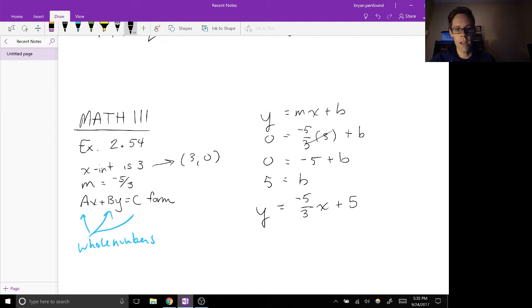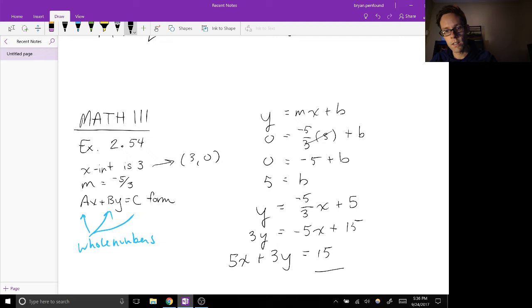The easiest way to do that so that I have a, b, and c being whole numbers is to multiply all of these terms by 3. That's going to get rid of this fraction here in front of the x. So multiplying y by 3 gives me 3y. Multiplying -5/3x by 3 gives me -5x. And multiplying 5 by 3 gives me 15. Finally, I'm just going to move the 5x over to the left-hand side. So we have 5x plus 3y is equal to 15. Yes, that would be one potential final answer for this question.